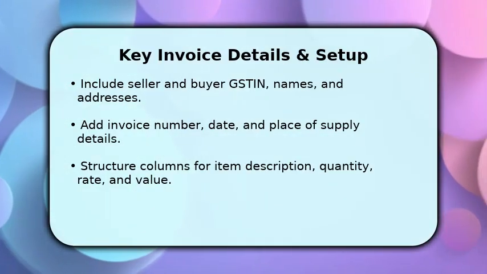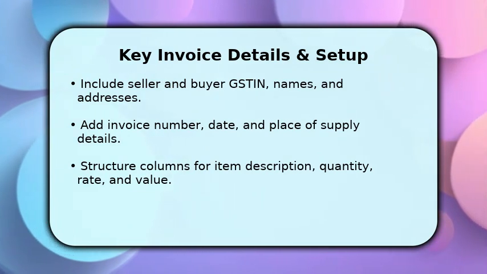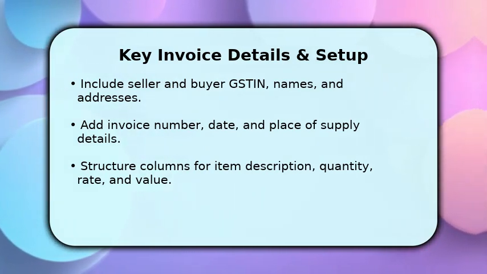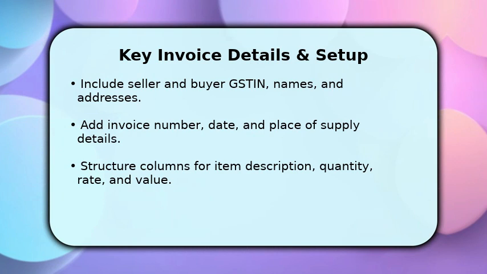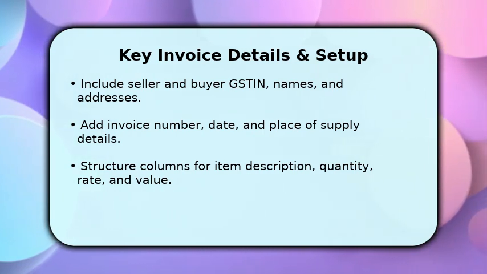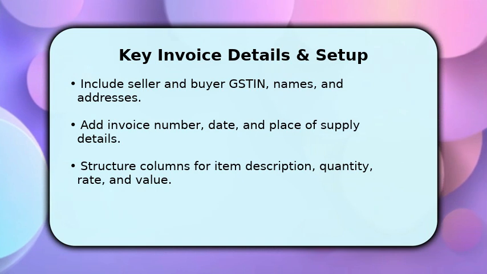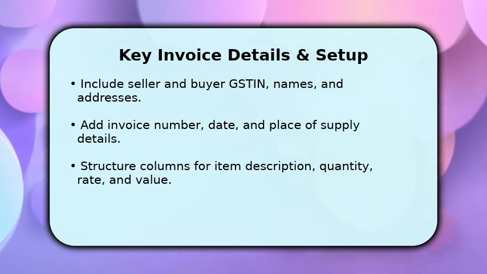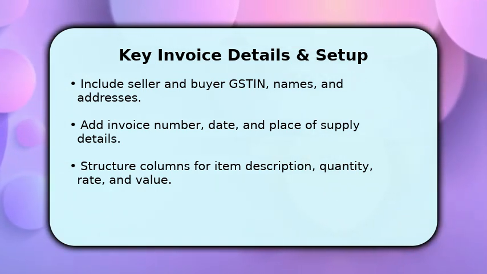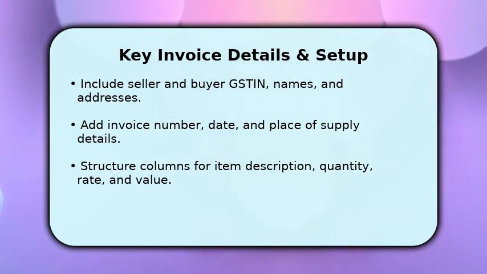Now let's populate your sheet. At the top, enter your company's GSTIN, name, and address, followed by the customer's corresponding details. Below this, designate cells for the unique invoice number, the date of issue, and the place of supply. Then, create columns for item description, quantity, unit rate, and the taxable value for each product or service.